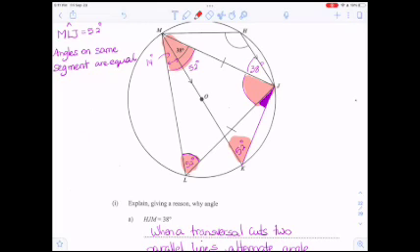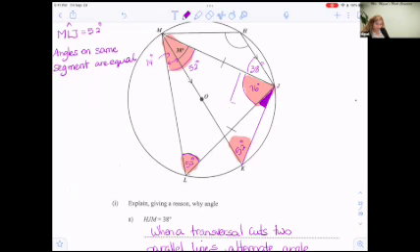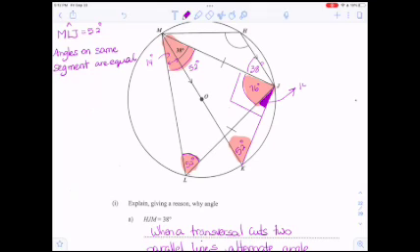Sorry, 76. So remember we said this is a right angle because it is the angle on the semicircle. So if this is 90 degrees, how much is this missing piece here? The whole angle is 90 degrees. So how much is the missing piece? 14 degrees. Do you all see how I figured that out?